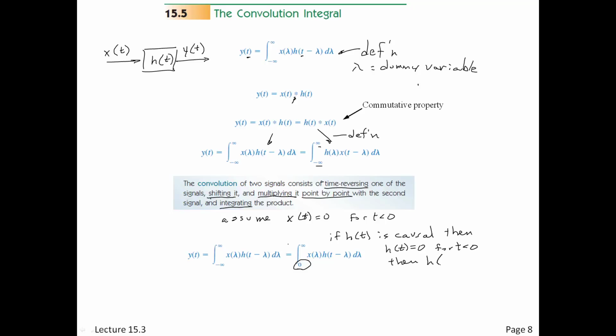It means that h of t minus lambda, it's kind of important here, is 0 for t minus lambda less than 0. In other words, what is this saying? If I shift the response in time, I want it to be equal to 0 as long as that shifted time is less than 0.